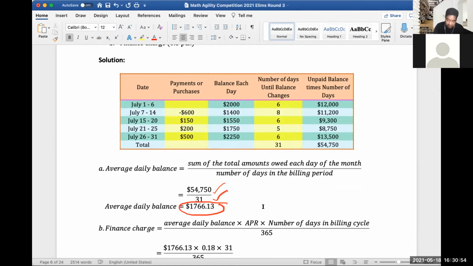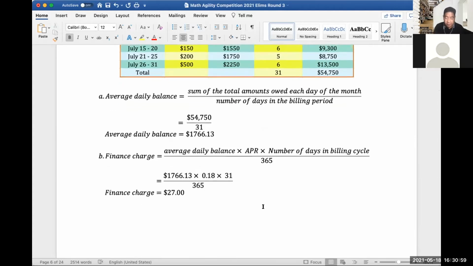Okay, and then for question B, or the second question, what is the finance charge? So the formula for finance charge would be the average daily balance, so which is this, right? Times the APR. APR given is 18%. So this is 18% times the number of days in billing cycle, which is 31, right? 31 days divided by 365 days here. So solving that, we're going to get a finance charge of $27. So if you solve both of these, you will get 1 point.